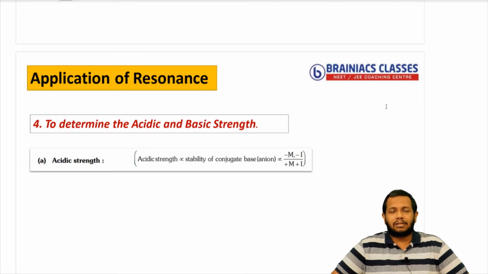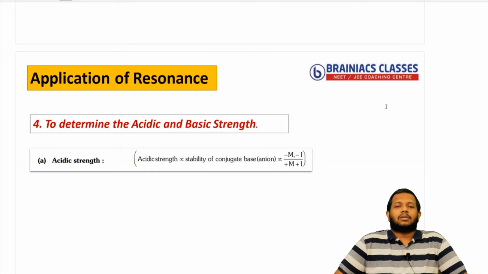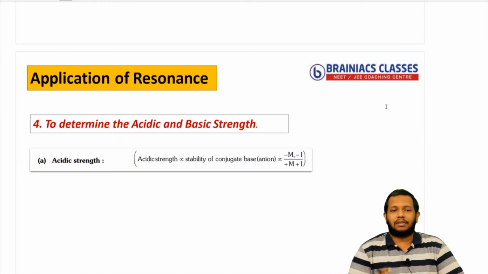A base means something that is capable of donating a lone pair or OH minus, or it can accept H plus. So after donating, we will check for resonance. If resonance is there, what happens? This lone pair will enter into resonance and it will not be available for donation. Then I can say it is a bad base. Suppose resonance is not there, that means the lone pair is available for donation. We will see all these things in today's session. So, as I told, the application of resonance is to determine the acidic and basic strength.